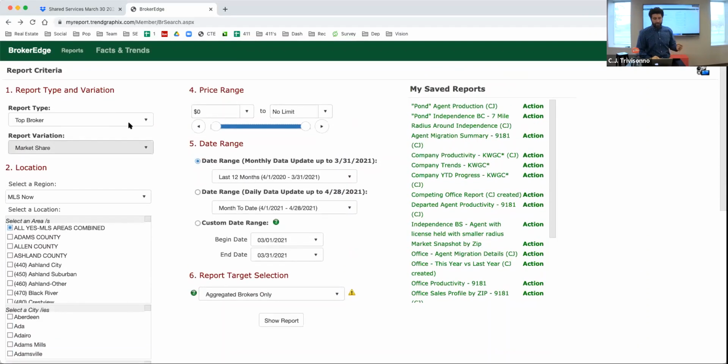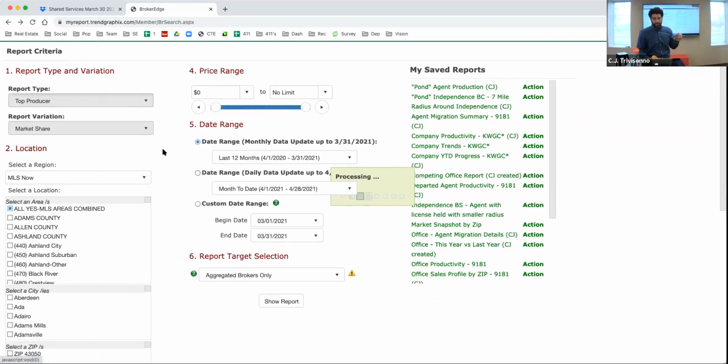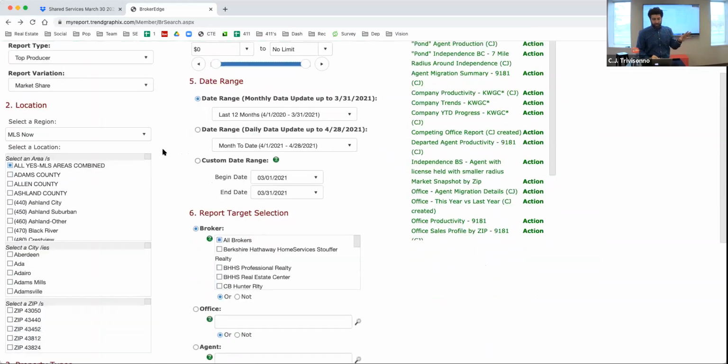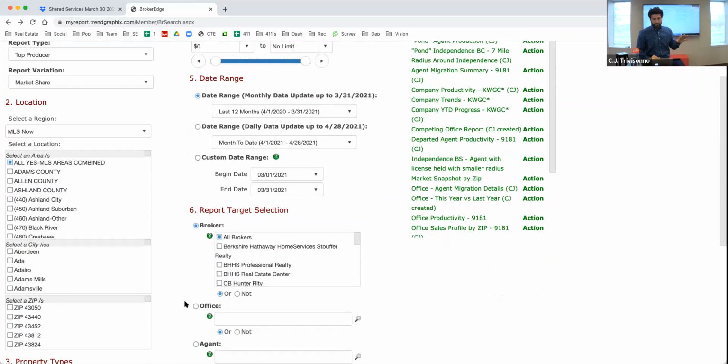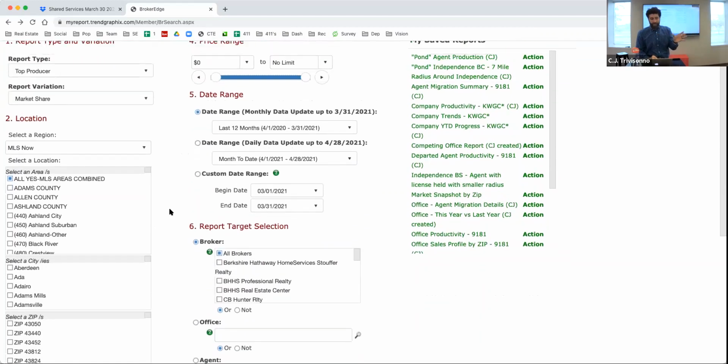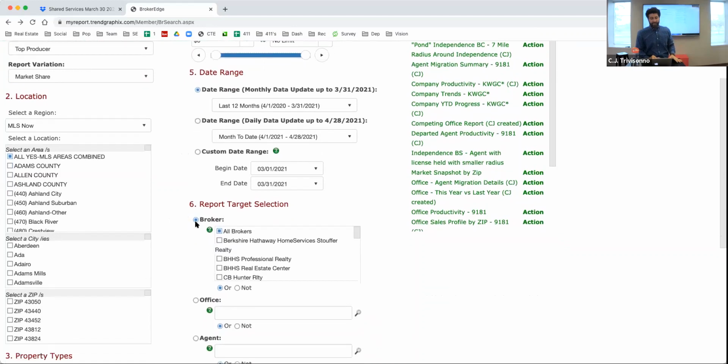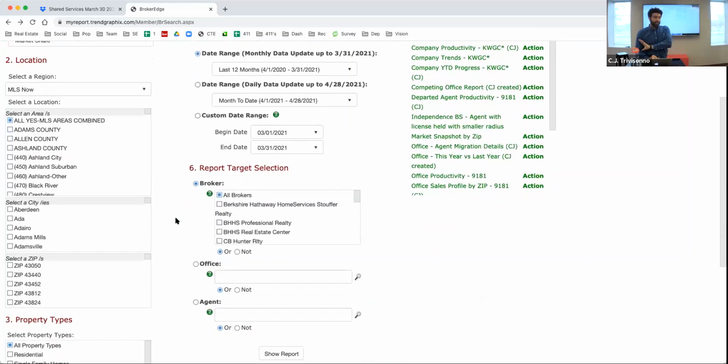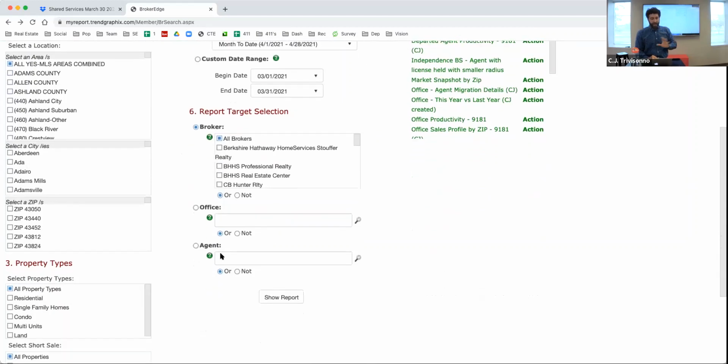So what I want to do, I want to go back. We're gonna do the same kind of report, but I want to show you guys the totals of all Northeast Ohio. So I'm going to do the same exact report, except we're not going to single out Amanda. We're going to look at all the agents. So I'm just going to keep broker checked, and that literally just means all of the brokers that are in Northeast Ohio. So every agent essentially is going to show up in Northeast Ohio.